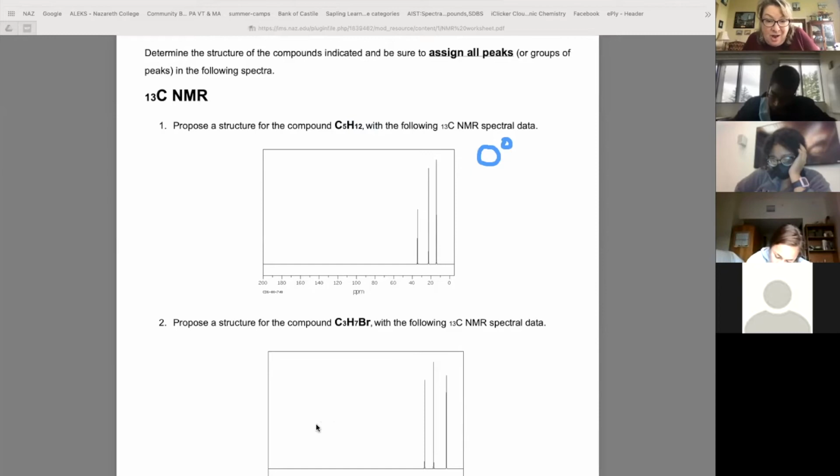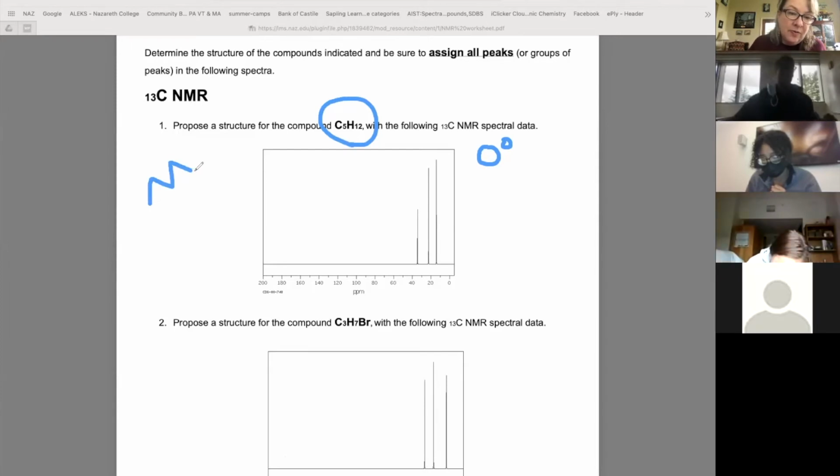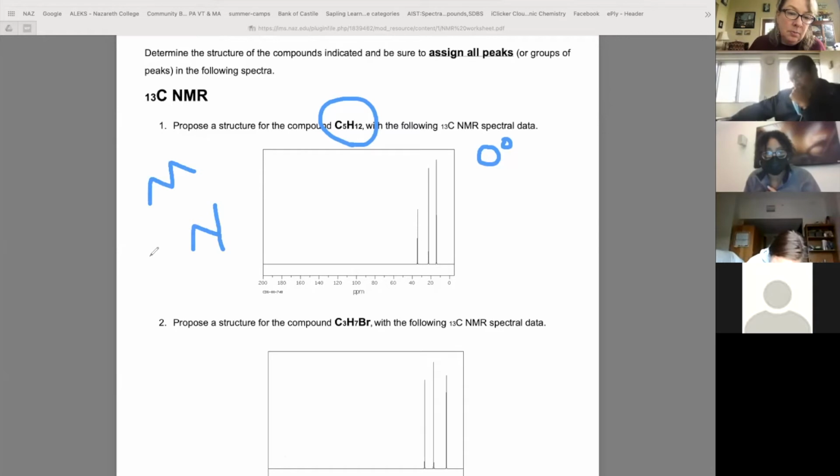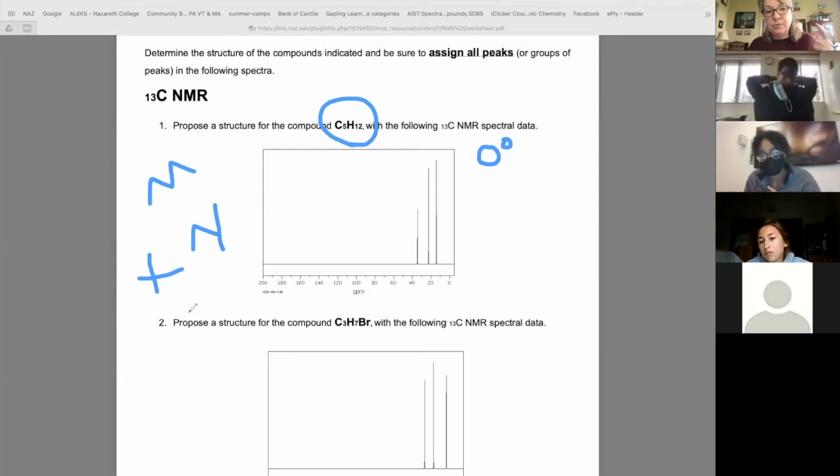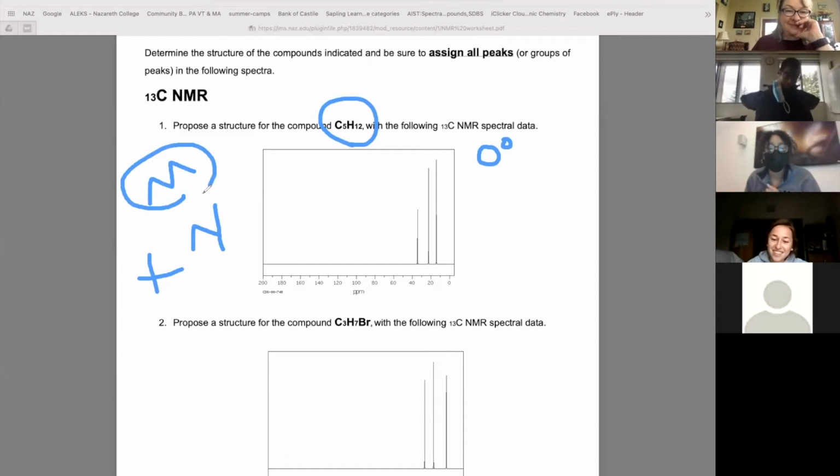I just start drawing stuff, trying to put it together. So I could have 1, 2, 3, 4, 5, and then I could do 4 with a branch like this, or that. So it's got to be one of those. The straight chain. Yep.